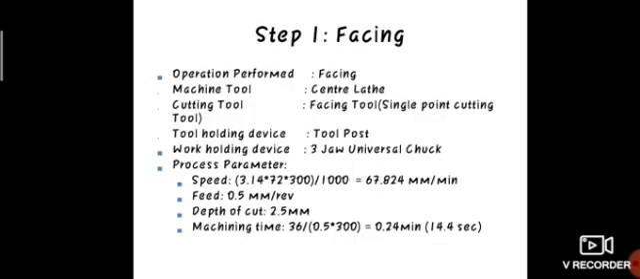Step 1, facing. The operation performed is facing. The machine tool is center lathe, cutting tool is facing tool, tool holding device is tool post, work holding device is 3 jaw chuck. The process parameters are speed, feed, depth of cut, and the machining time. Machining time is 0.24 minute for facing.